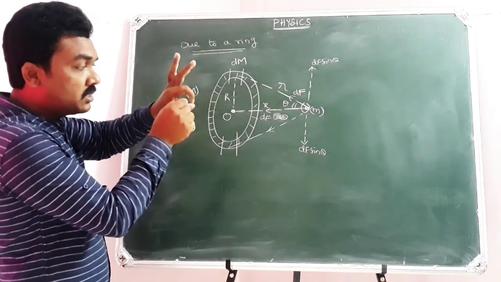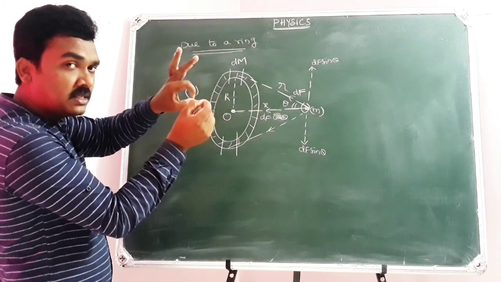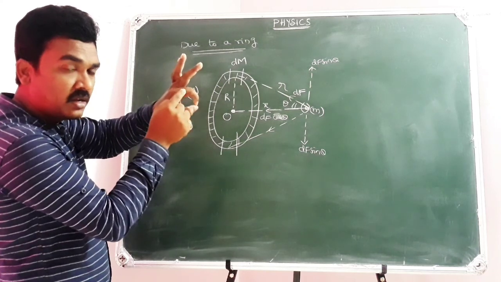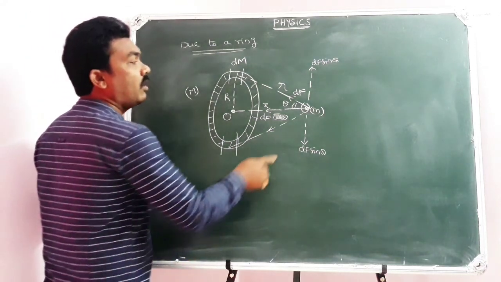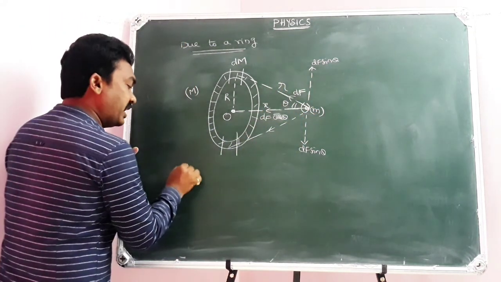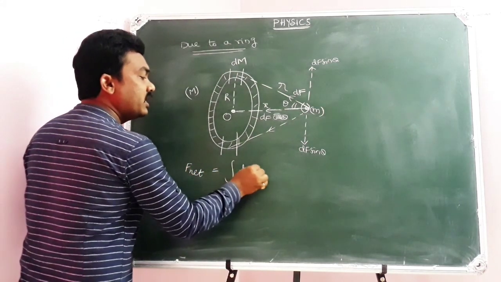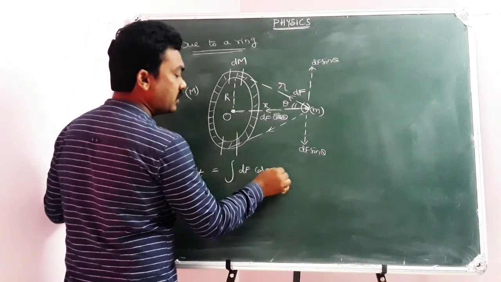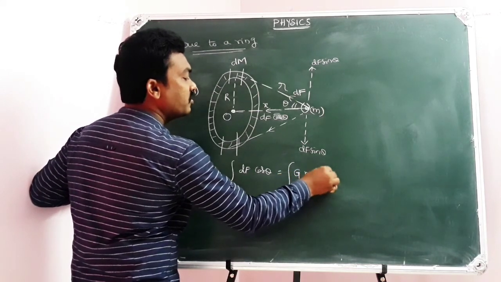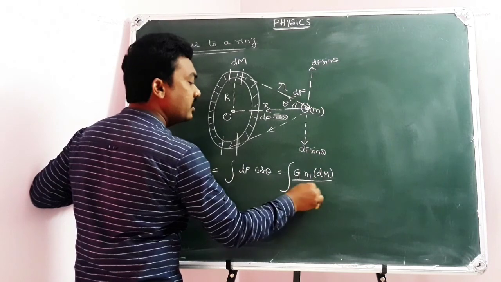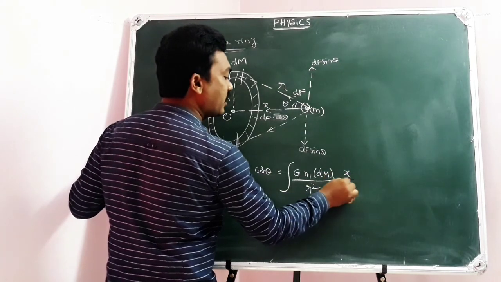Since the mass is located symmetrically on the axis of the ring, your point mass is symmetric about every element on the ring. It is equidistant from every point on the ring. So all vertical components will be nullified. So net force will exist only in the horizontal direction, which is integral dF cos theta. This is equal to integral of dF, G m1 m2 by r square into cos theta. Cos theta is equal to adjacent by hypotenuse, x by r.